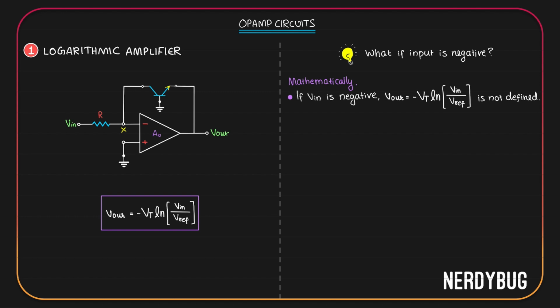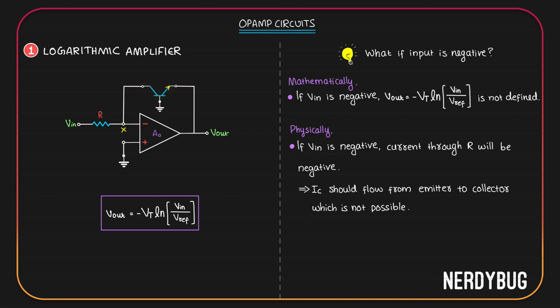So let us figure out the physical reason why this won't work. If Vin is negative, the first thing that changes is the direction of the current. We have zero potential here. If Vin is negative, then current has to flow from the higher potential to the lower potential like this. Current through R will be negative. But where is the current coming from? Obviously from the collector of our transistor, like this. But is that possible? If current has to flow in this direction, that means it has to come from the emitter to the collector, which is not possible. So if input is negative, no current will flow through it.